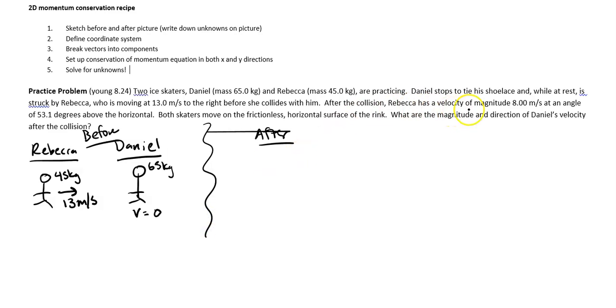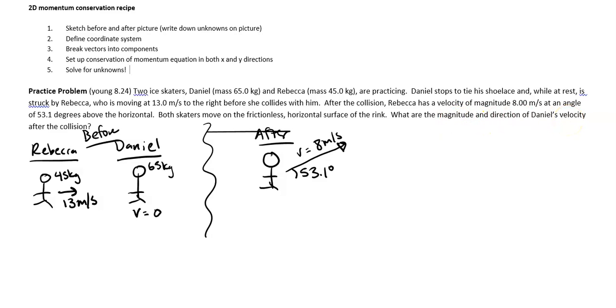Rebecca has a velocity of magnitude 8 meters per second, at an angle of 53.1 degrees above the horizontal. So Rebecca is going to go up this way. Velocity is 8 meters per second, and this is 53.1 degrees. Okay, both skaters move on the frictionless horizontal surface of the rink. What are the magnitude and direction of Daniel's velocity after the collision?